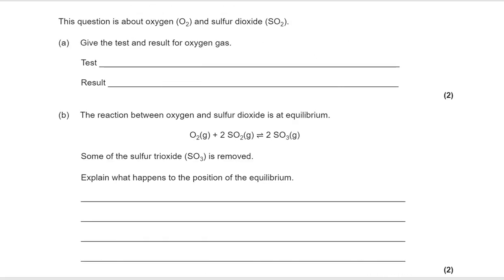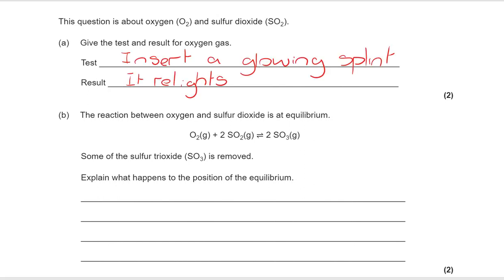So going back to review, we have got give the test and result for oxygen gas. There are lots of facts like this that you need to remember. For oxygen, you insert a glowing splint and it will relight.